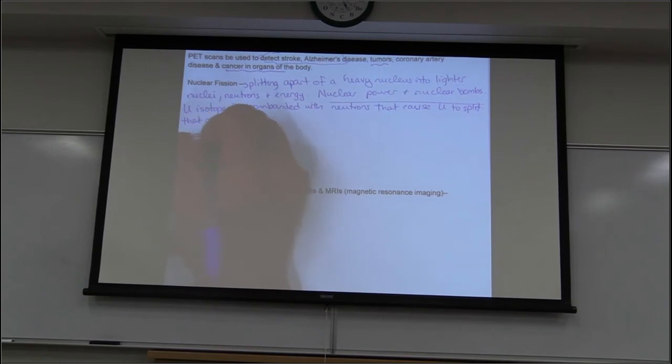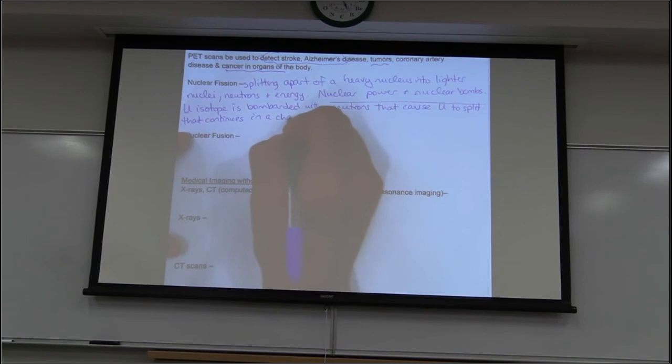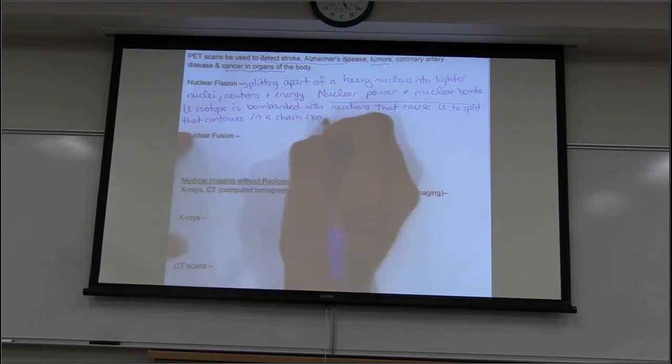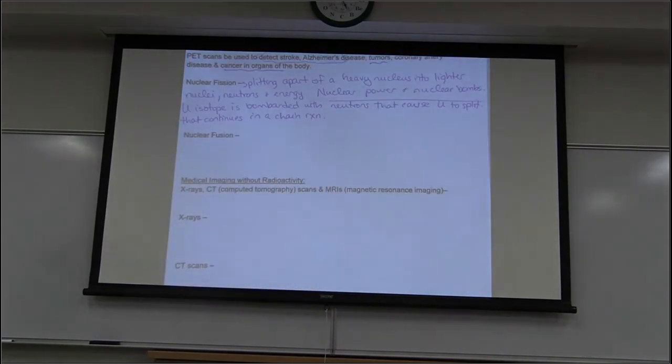That continues in a chain reaction. So you just have that continual chain: the neutrons bombard, break another one apart, produce neutrons, break another one apart, and then that's just a continual chain reaction. Now, in a power plant, this reaction is producing heat.